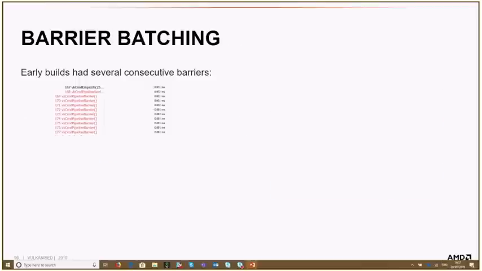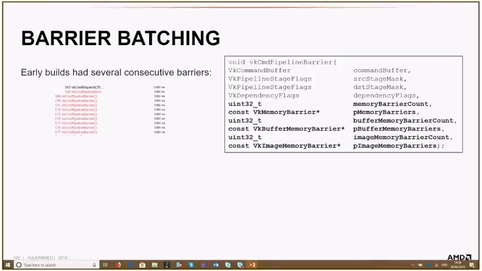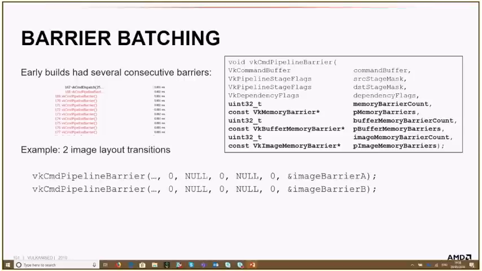Another thing we did for barriers was batching consecutive barriers. So in early builds, we had 10 or even more barriers right behind each other. And this is not necessary. You can just issue one pipeline barrier, including all the layout transfers. And you can do this because in the command pipeline barrier, you can specify the number of all these barriers and then just define the list.